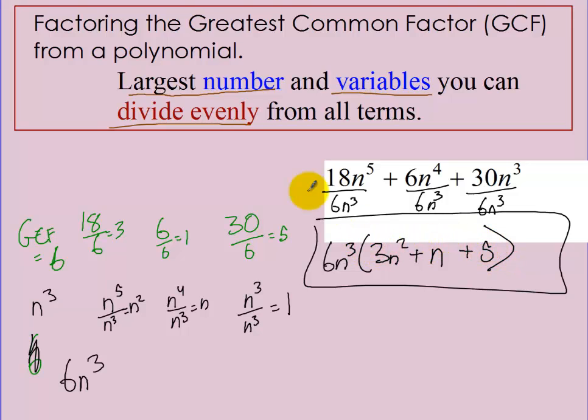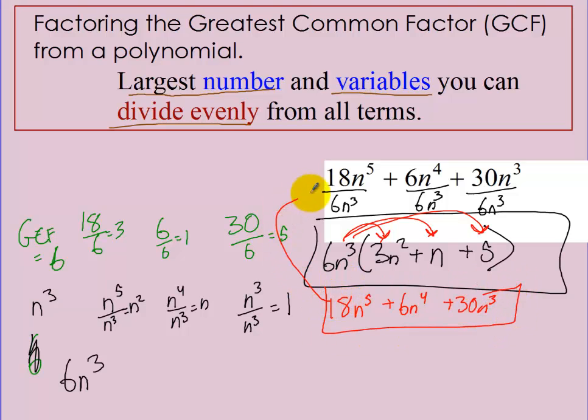And you can always check that. If I wanted to check if I'm right, I could just go backwards and distribute that 6n cubed to every term. If you did that, it should match what you started with. 6 times 3 would be 18, n cubed times n squared is going to be n to the 5th. 6n cubed times n should be plus 6n to the 4th. 6n cubed times 5 should be plus 30n cubed. And this right here matches what I started with up here. So that's a way to check.